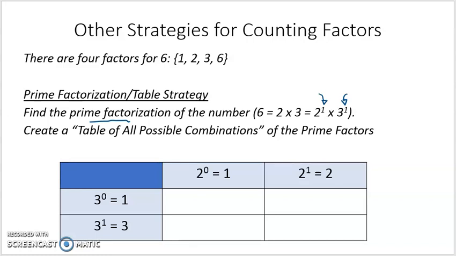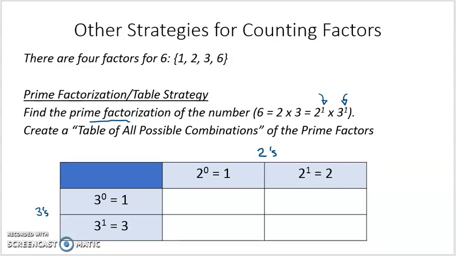All you do is you say, okay, what are the possibilities for 2? I could have 2 to the 0, which means 2 is not there, or I could have 2 to the first. These are the possible 2's that can be included in a factor. You do the same thing for 3. 3 could be 3 to the 0, meaning 3 is not there, or 3 to the first. These are the possibilities for 3's. And then you form all possible combinations.